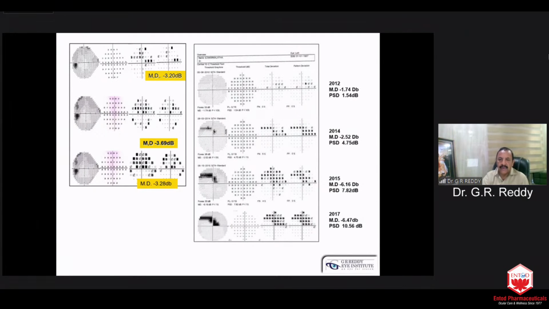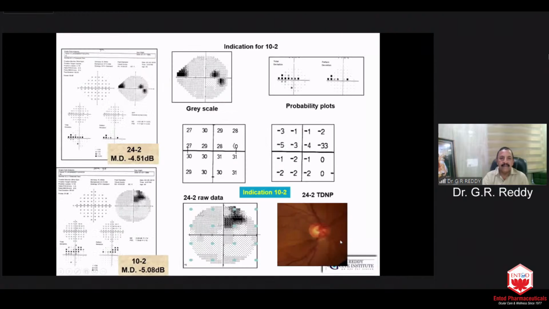And I had to go for trabeculectomy at this stage to arrest the progression in 2018, and now this field is still. This is another case. If you see, the nerve fiber layer is going towards the fovea and macula, and see the minimal.